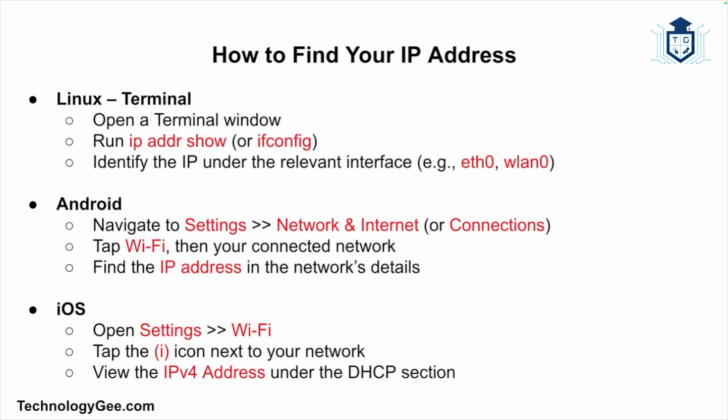If you're on a mobile device like Android, you can go to settings, network and internet connections, select Wi-Fi, and tap on the network you are connected to. And your IP address will be displayed. If you're on iOS, just simply go to settings and Wi-Fi, tap on the information icon next to the network you're connected to, and your IP address will be displayed in the network details.